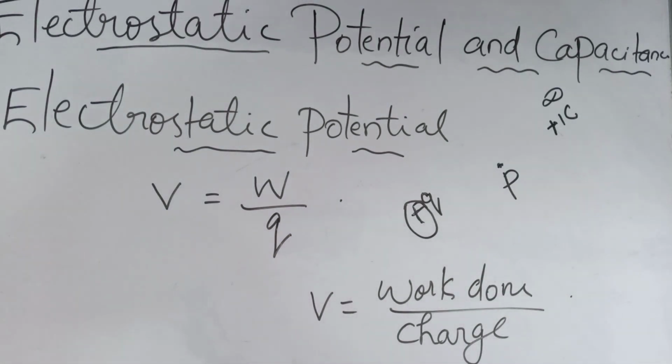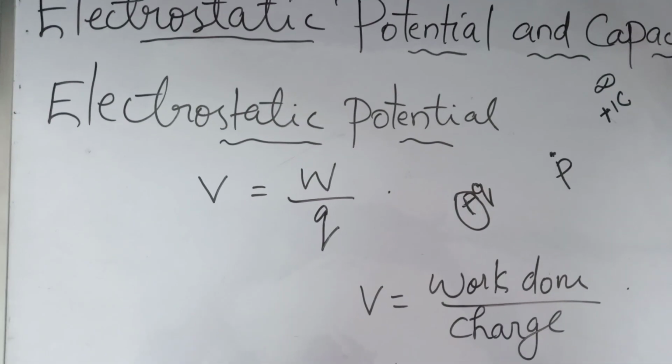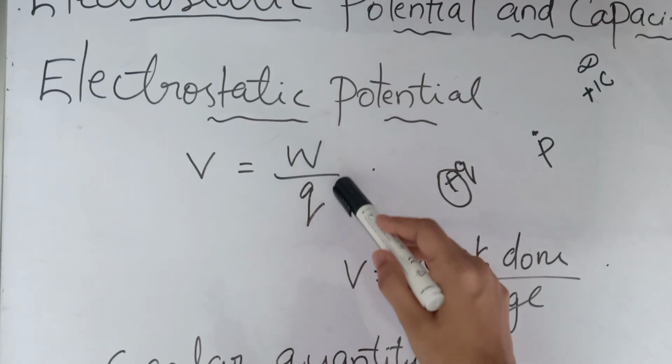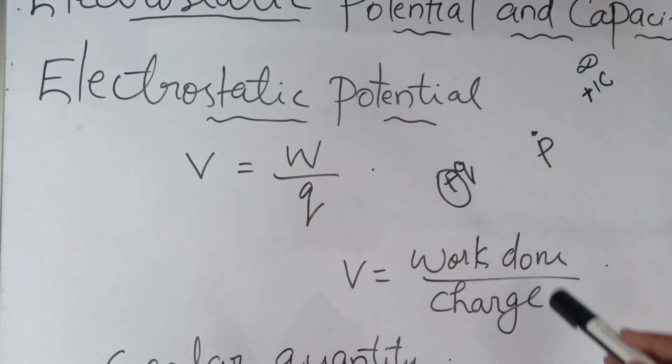So we can define the electrostatic potential. Electrostatic potential at a point P in an electric field is the work done by an external force in bringing a unit positive charge from infinity to that point. So V will be equal to W by Q. We can write it as W by Q. This is the general equation for electric potential, that is V equals W by Q, that is work done by charge.